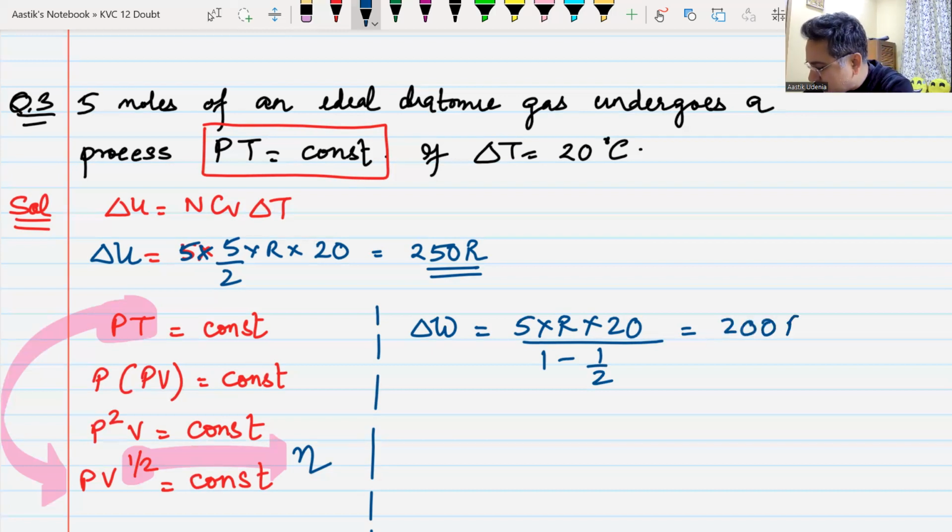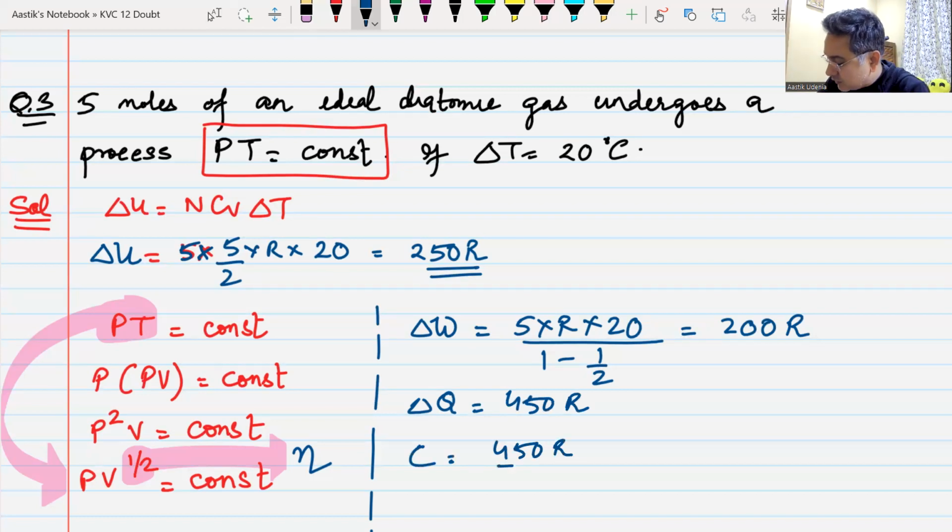Well done, 200 R. As soon as you get delta U and delta W, you can write out delta Q. That will be equal to 450 R. As soon as you get the value of delta Q, you can write C as 450 R, or 9 R by 2, divided by N, 5, into delta T. Delta T is 20. So you will get this as 9 by 2 R.